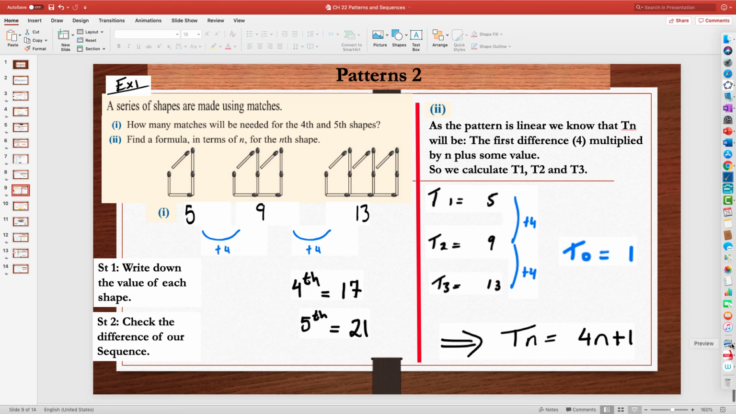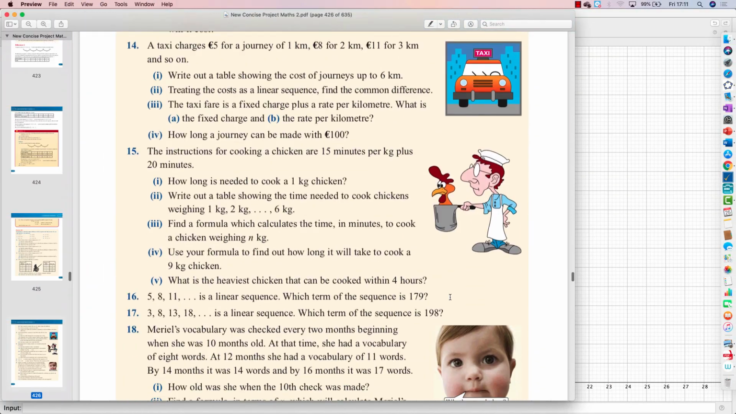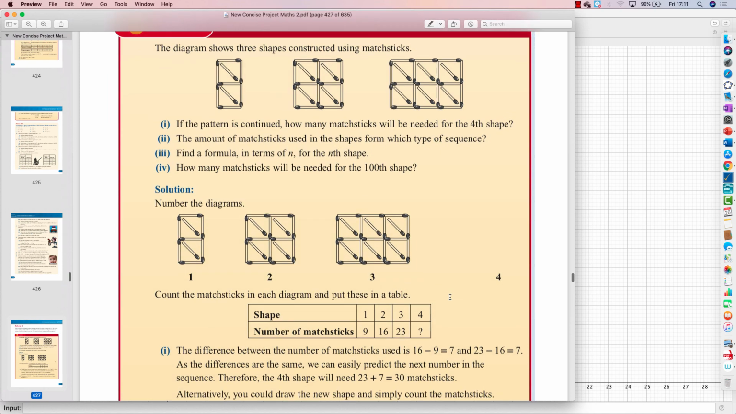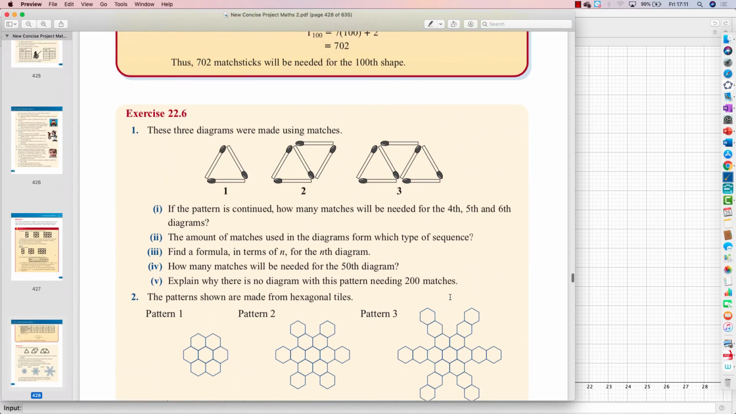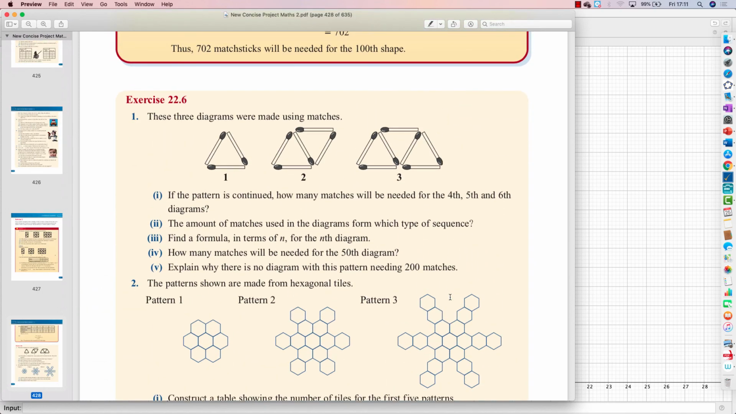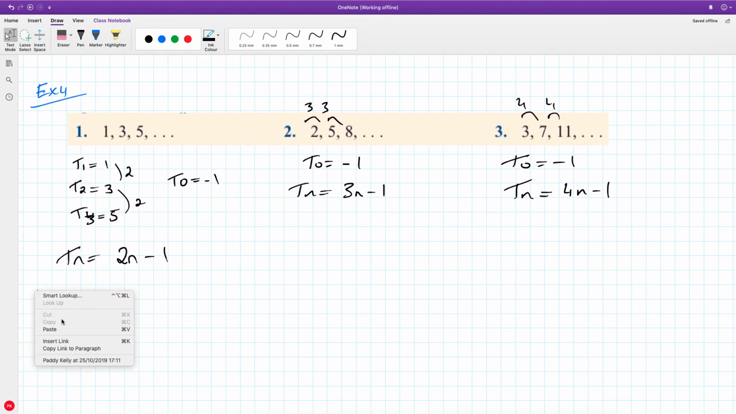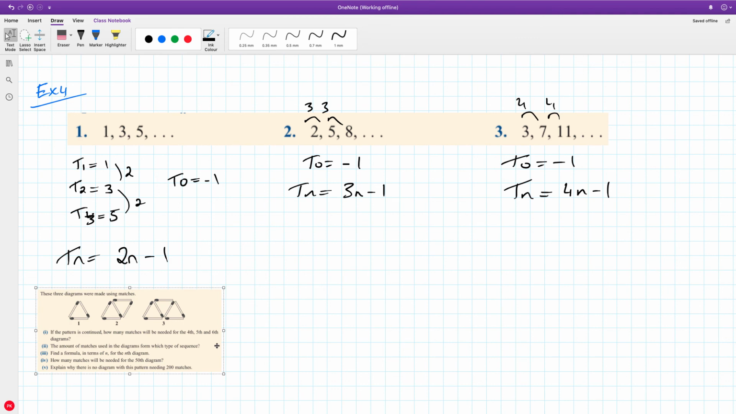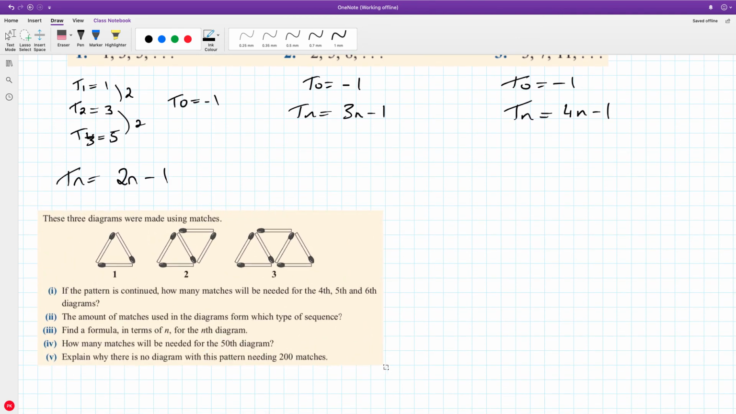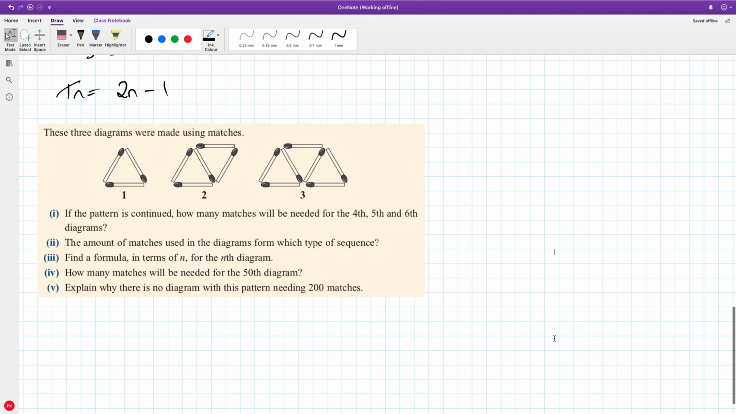Only 15 minutes left, guys. We're flying it. Right, have a go at that question.